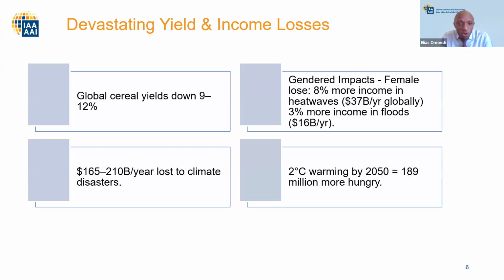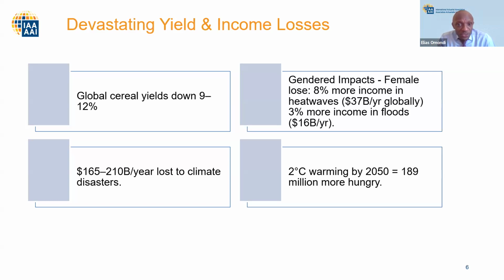If you look at the global losses from climate disasters, it is estimated at between 165 to 210 billion a year. And if temperatures around the world increase, if we get 2% warmer by 2050, then we are going to get 189 million more people hungry. So that basically means that with each and every increase in degrees of temperature, more people are exposed to food insecurity.